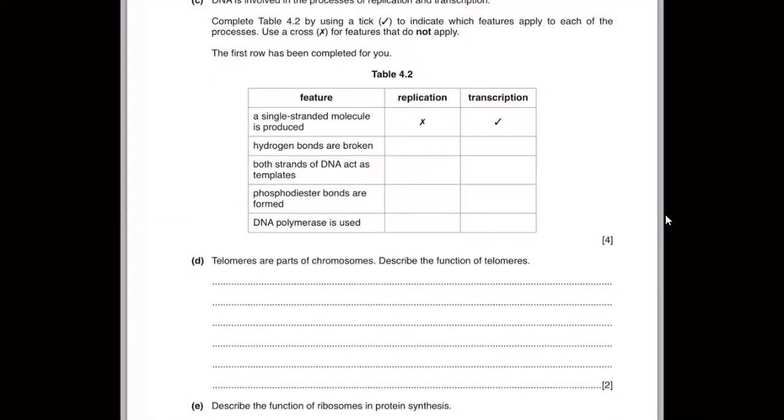Miss, hydrogen bonds are broken in both of them. Hydrogen bonds are broken in both of them. Okay, whatever you are saying, I'm just putting a tick and a cross, and then at the end we'll look at the answers. One second. Achha, second.